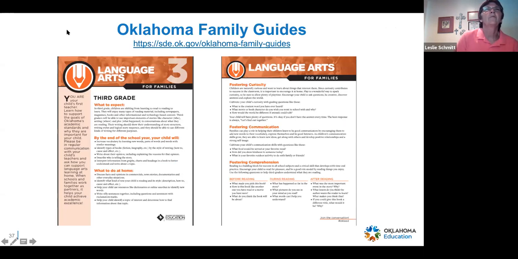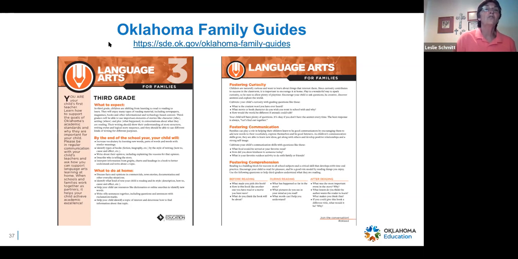I mentioned briefly on the resources page, the Oklahoma Family Guides. This is an example of the 3rd grade language arts guide. The format in every family guide will be the same. You will see a piece that explains that you are your child's first teacher, and these family guides are intended to give you some additional help as your child's teacher. The 3rd grade language arts, what to expect, gives a brief synopsis of what you can expect from your child.